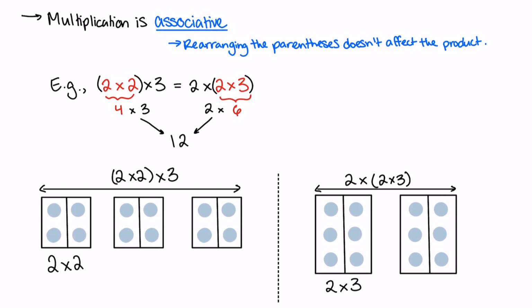Another important property of multiplication is that it's associative. That means rearranging the parentheses doesn't affect the product. So in this example, we have 2 times 2 times 3. But in the first case, we've grouped the 2 and the 2 together, and in the second case, we've grouped the 2 and the 3 together. When we solve the 2 times 2 first, we get 4, and when we solve the 2 times 3 first, we get 6. And this leads us to two different equations, 4 times 3 and 2 times 6. But both equations lead us to the same product, 12.